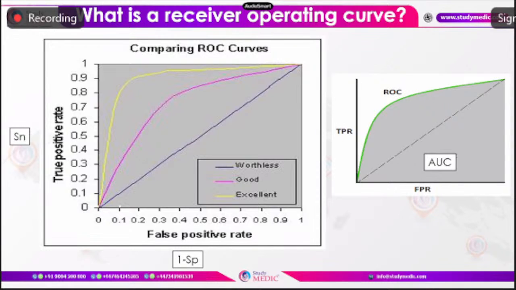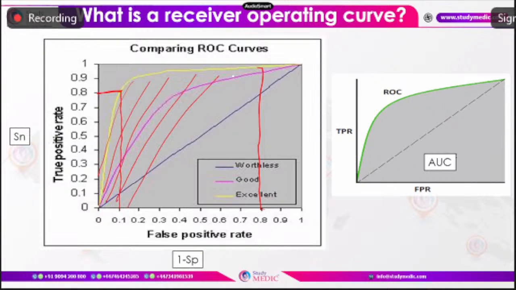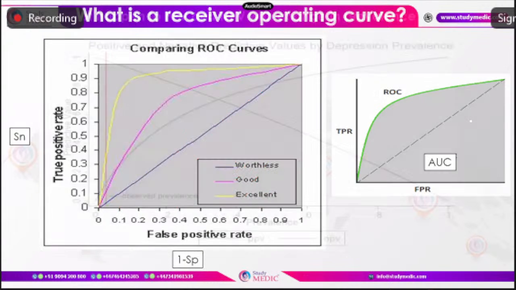At this false positive rate of 10%, what is the true positive rate? 80%. At a higher false positive rate, let us say 80%, what is the true positive rate? So this is what we compare. When we compare, we get a graph. The area under this curve will tell us how accurate this test is.